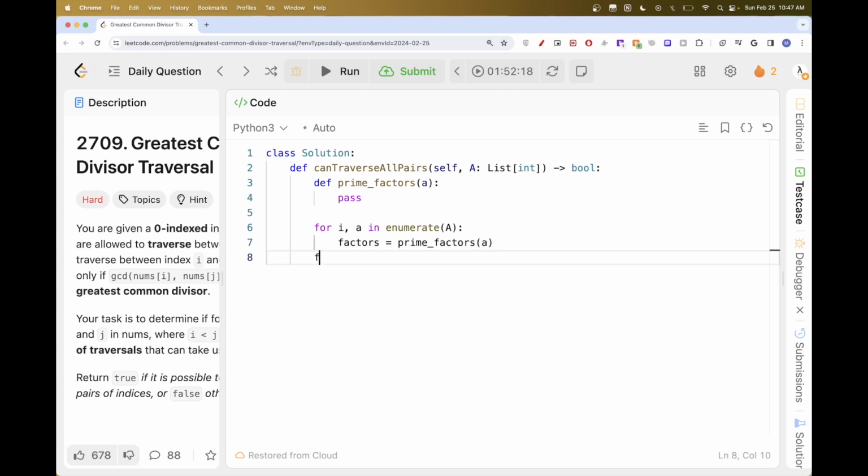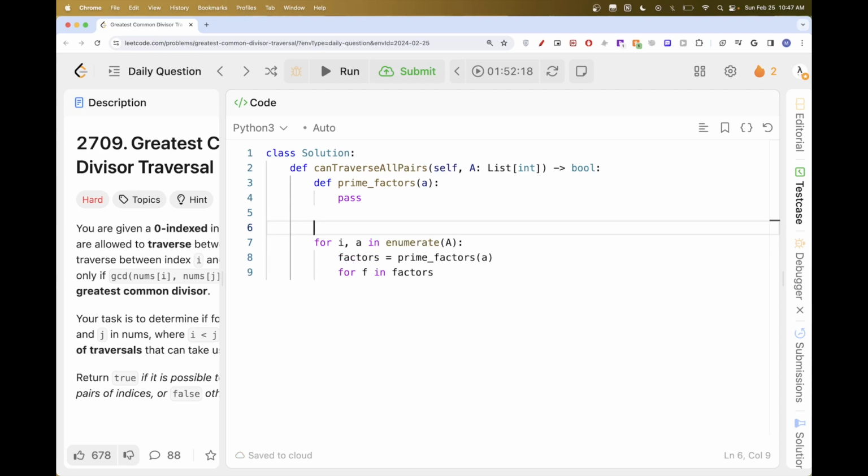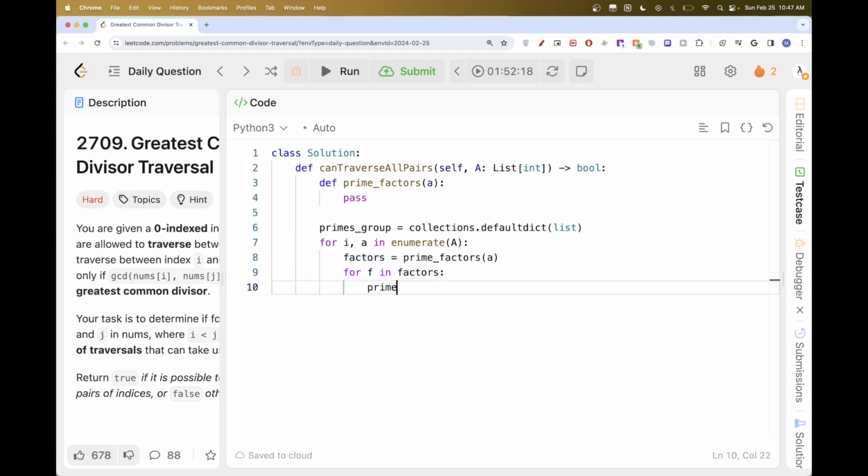So we can go through the factors, and remember we want to connect the numbers that share a factor. So we should say prime group, basically we can just have it as a map here with a list like this. And we say primes group of F, we append the index, okay? So basically all numbers that share a prime factor will be in the same group here.